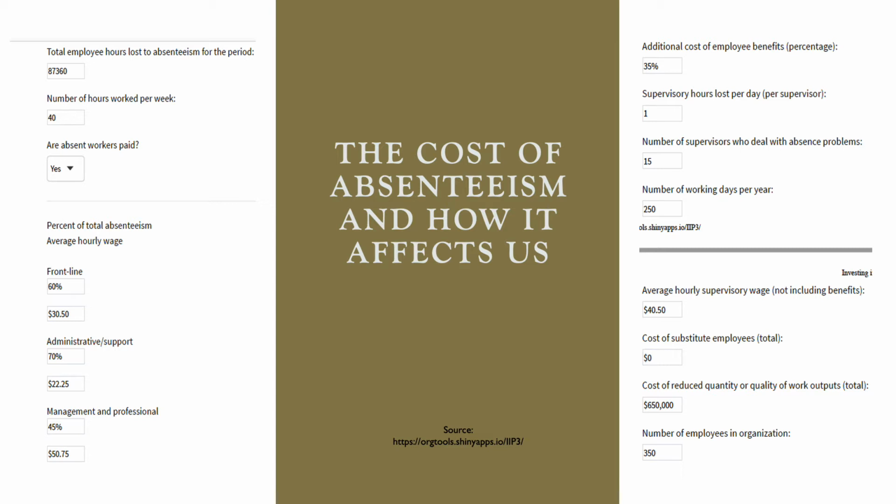The total employee hours lost to absenteeism for the first period is what we calculated on the last slide. Our employees work 40 hours a week, and if they are absent, they are paid. 60% of our frontline workers, 70% of administrative/support, and 45% of management represent the percent of total absenteeism for each group. Their hourly wages are also included. Our additional cost of employee benefits is 35%, and we only lose 1 supervisory hour a day, but 15 of our supervisors deal with absentee problems over the 250 days we work a year. The average hourly supervisory wage is also included along with the cost of reduced quantity or quality of work outputs, which is $650,000.